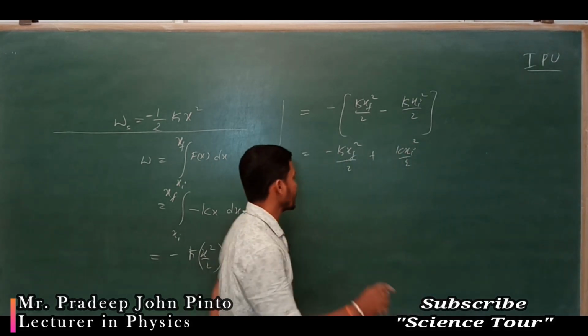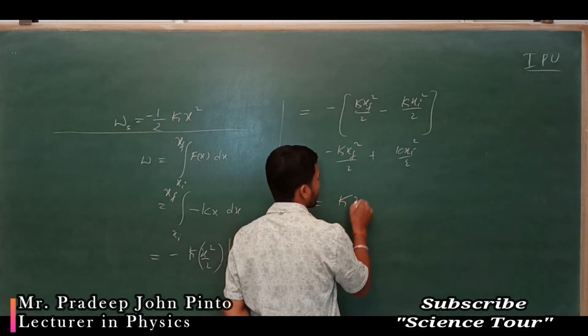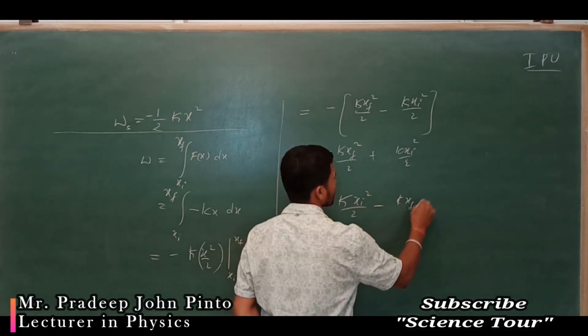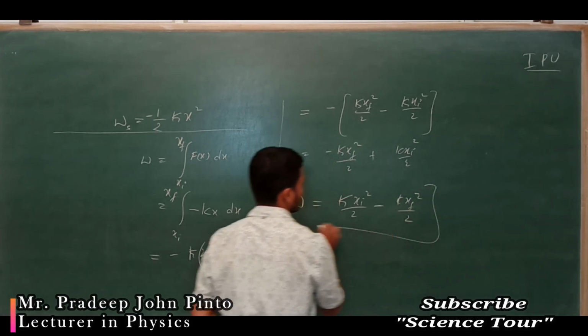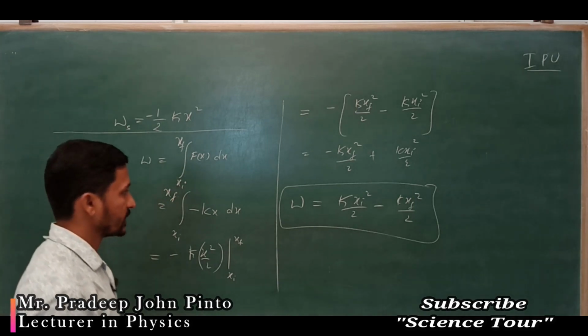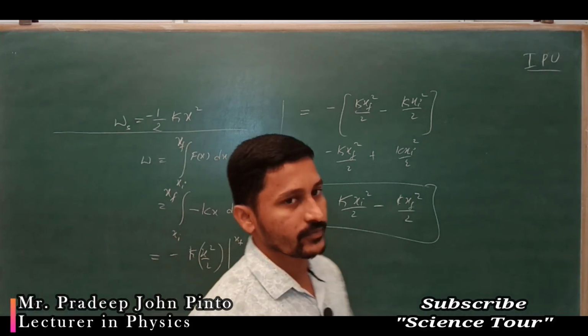So I can rearrange this. Work done by the spring is nothing but kx_i square by 2 minus kx_f square by 2. Since it is negative, you get initial minus final value in this way. So that is the total work done. In that way also we can write it down.